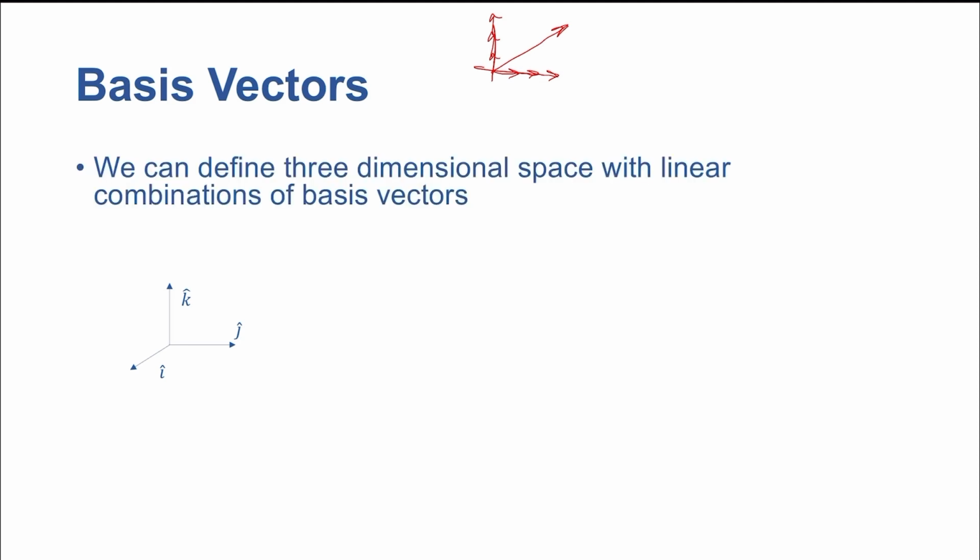So we can define three-dimensional space with linear combinations of basis vectors. So I can define V as being equal to alpha times i hat, which is the basis vector in the x direction, plus beta times j hat, and then plus gamma times k hat. So that's basically what that's saying. So essentially what we get is i, j, and k forming a basis that can sweep out the whole space.